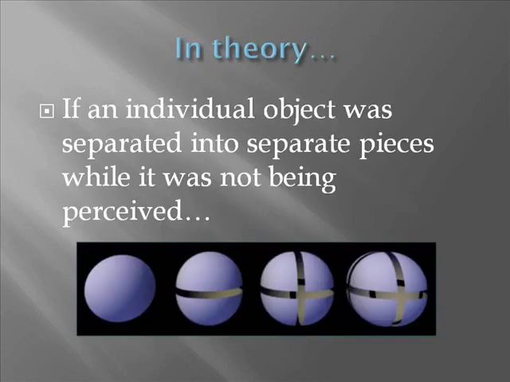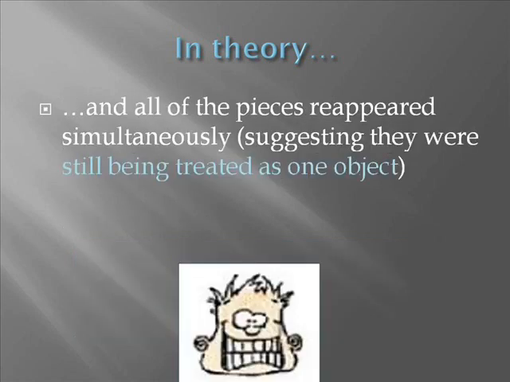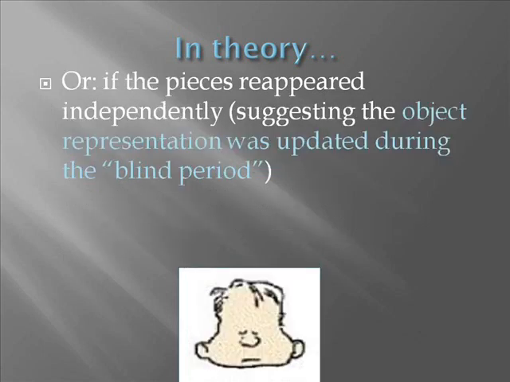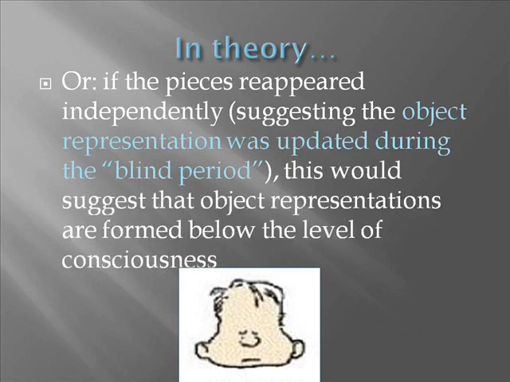So, in theory, if an object was split into several pieces while it was not being perceived, and all of the objects reappeared simultaneously, suggesting they were still being treated as one object, this would suggest that object representations require consciousness to be formed. However, if the pieces reappeared independently, suggesting the object representation was updated during the blind period, this would suggest that object representations are formed below the level of consciousness.